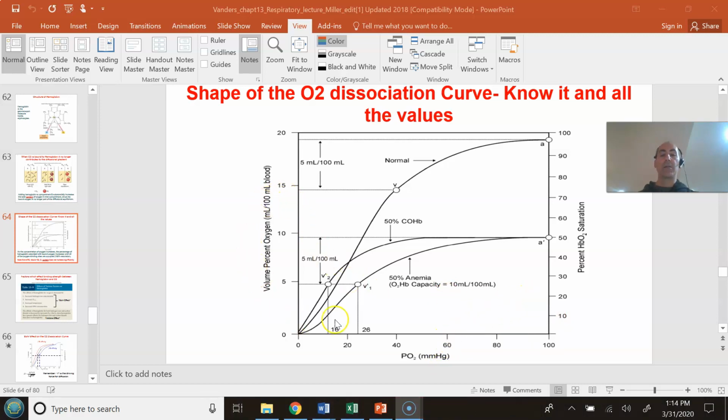The percent saturation and the volume percent have to do with the actual hemoglobin molecules. Remember, every molecule of hemoglobin can bind 4 oxygen molecules. So what percentage of those 4 slots, in all of the hemoglobins, are saturated? So that's what these 2 axes are essentially talking about. The x-axis here is the partial pressure of oxygen in millimeters of mercury.